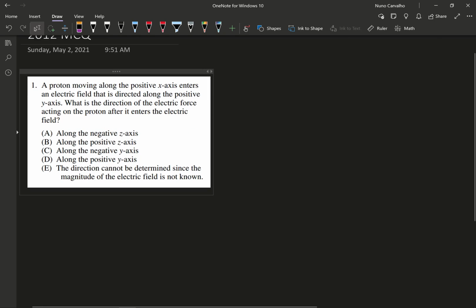Starting with number one, we're told that a proton moving along the positive x-axis enters an electric field that is directed along the positive y-axis. What is the direction of the electric force acting on the proton after it enters the electric field?